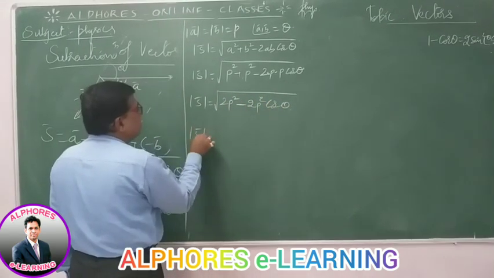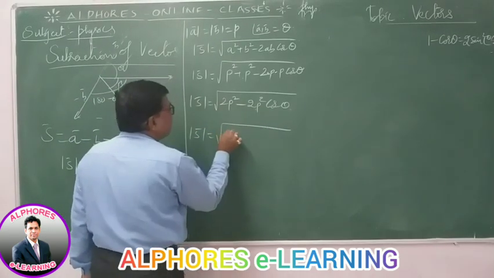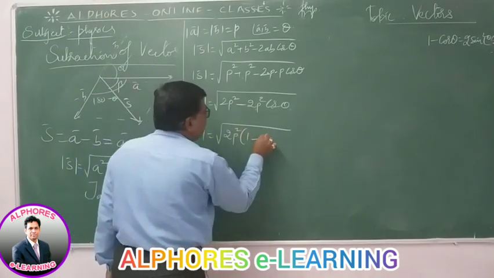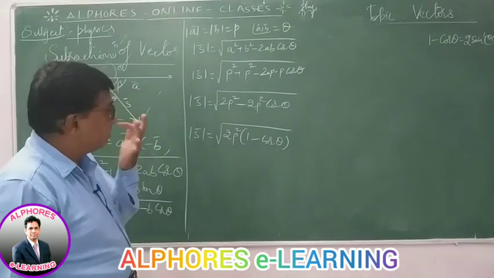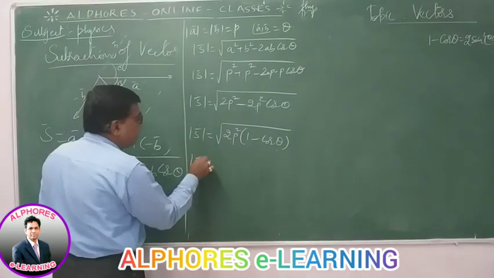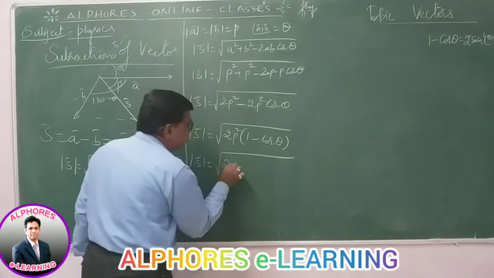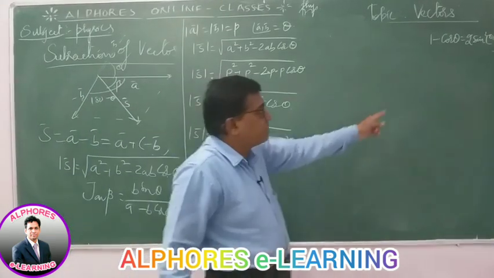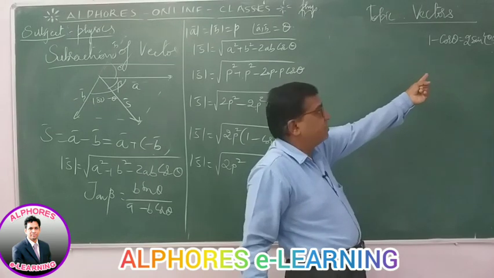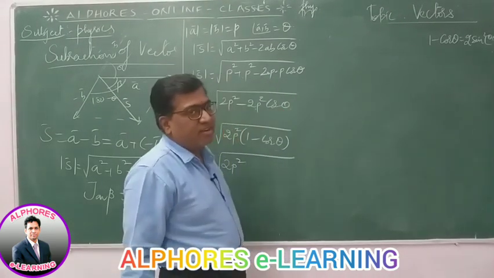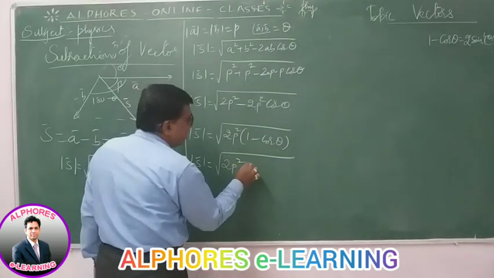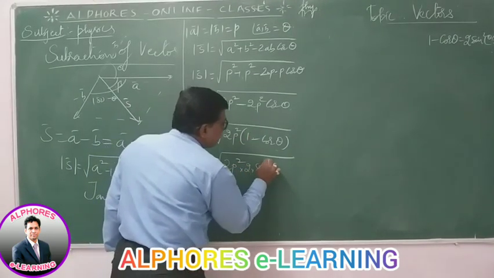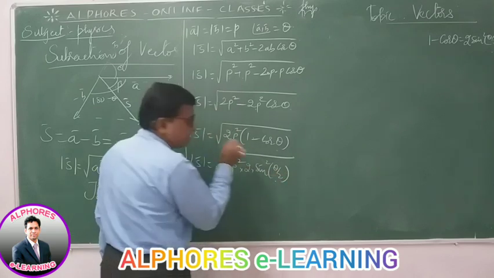Mod S is equal to under root of 2P square, taking common, I get 1 minus cos theta. So mod S is equal to under root of 2P square into 1 minus cos theta. Now that is a trigonometric identity: 1 minus cos theta is 2 sin square theta by 2. I shall substitute this as 2 sin square theta by 2.